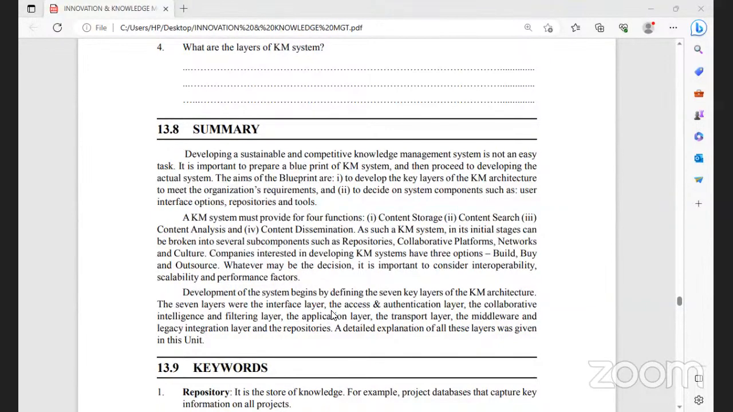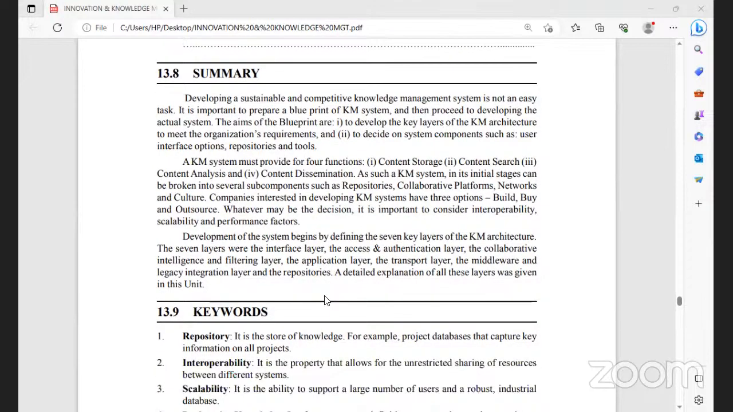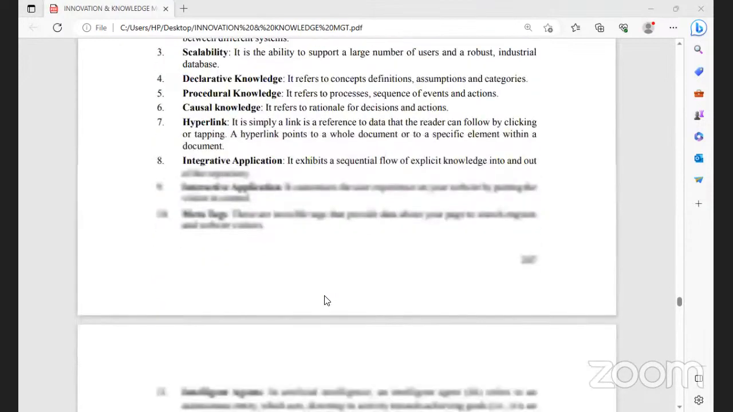It is important to prepare a blueprint of the knowledge management system and then proceed to developing the actual system. The aims of the blueprint are to develop the key layers of the knowledge management architecture to meet the organization's requirements and to decide on system components such as user interface options, repositories, and tools. A knowledge management system must provide four functions: content storage, content search, content analysis, and content dissemination.